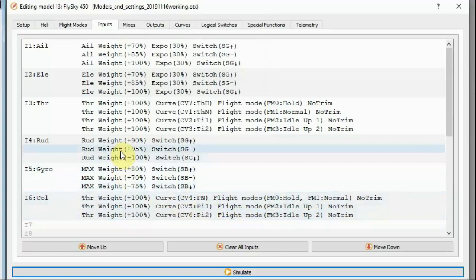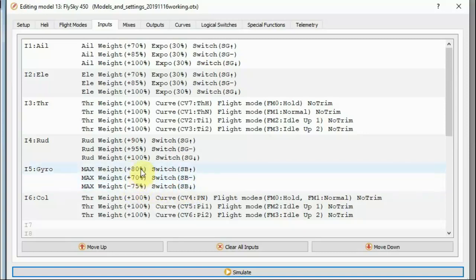I've got my rudder on input 4, which will be the left stick side to side. I've got my gyro being set via switch B, so it'll be 80% when switch B is back, 70% when switch B is in the middle, and minus 75% when switch B is down. This is for the rudder gyro.